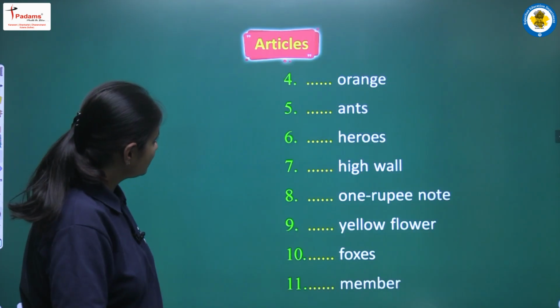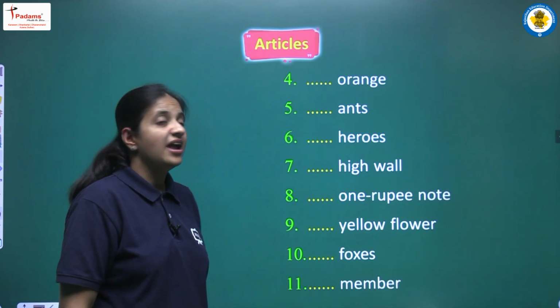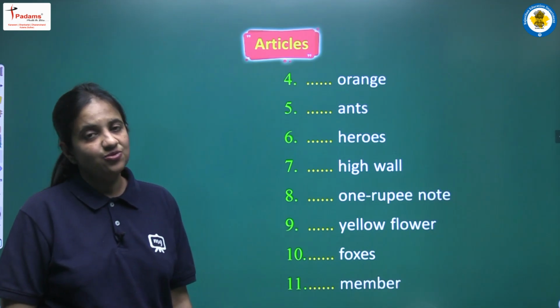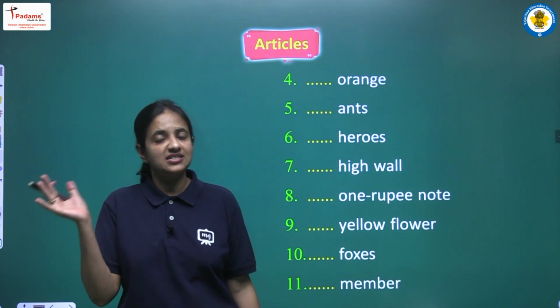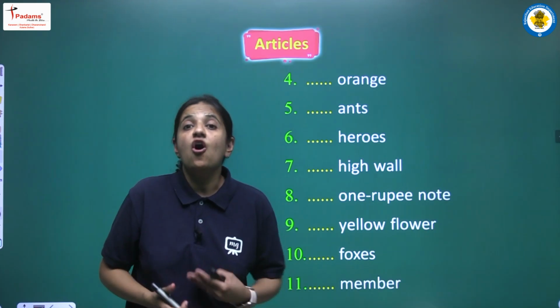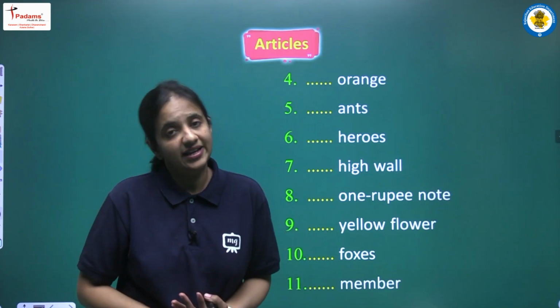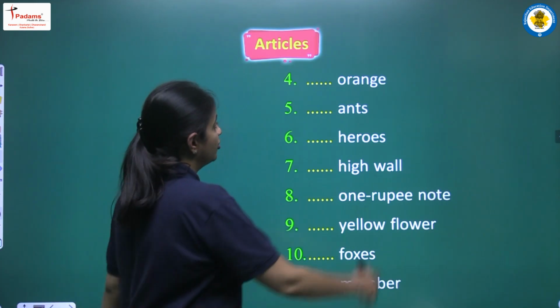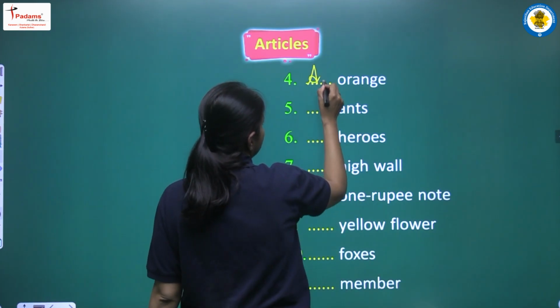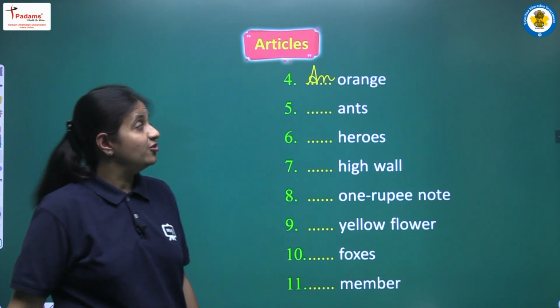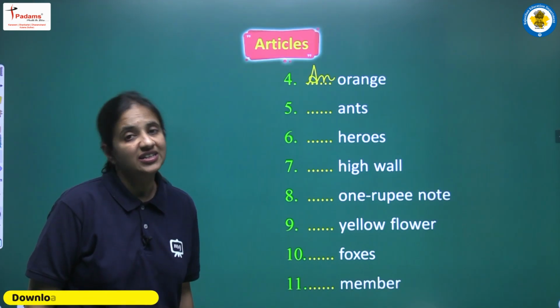Right? Moving on, next we have orange. We have to see the starting sound, the starting pronunciation, that is orange. So we have O. Again, it's a vowel sound, so for that we are using AN. Our article is AN, and it will be an orange. Clear?